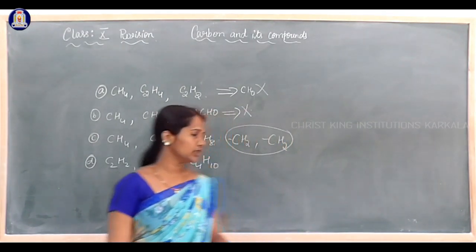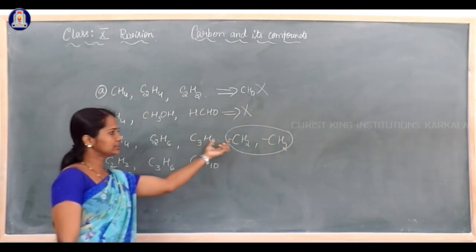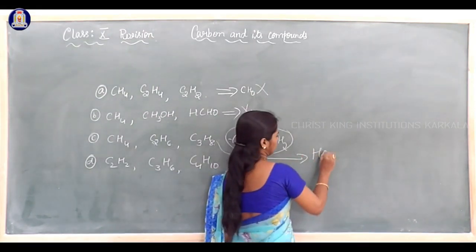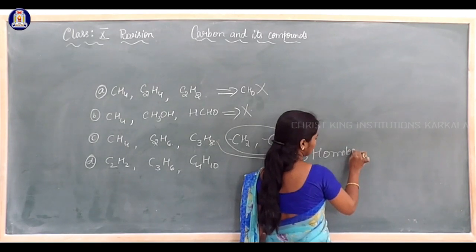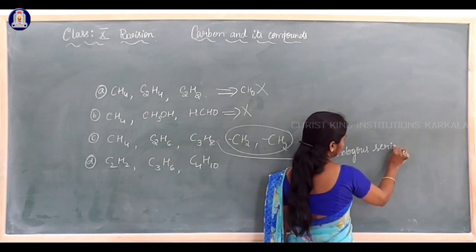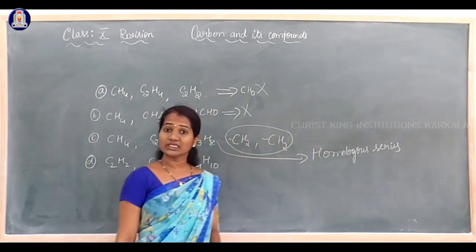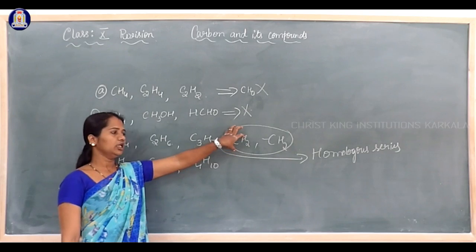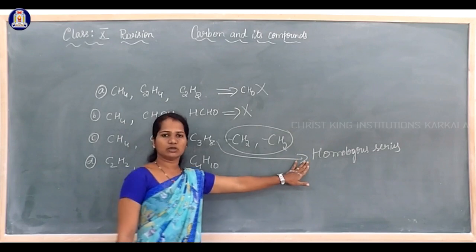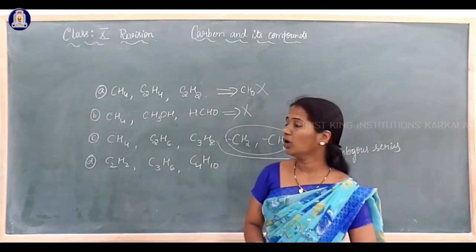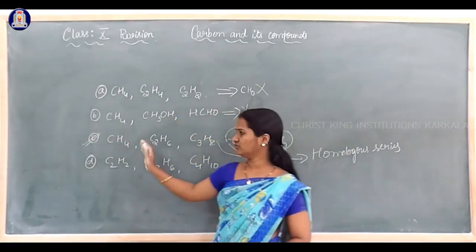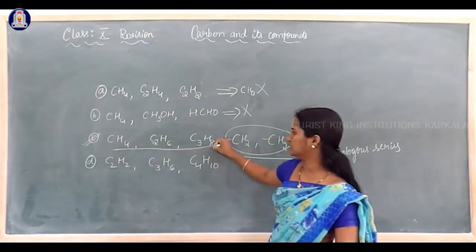The difference between two successive compounds is the CH2 group. Therefore, they form a homologous series. We have to show the difference between two successive compounds. If it is the CH2 group, then we can announce that the group of compounds forms a homologous series. So C is the correct answer.